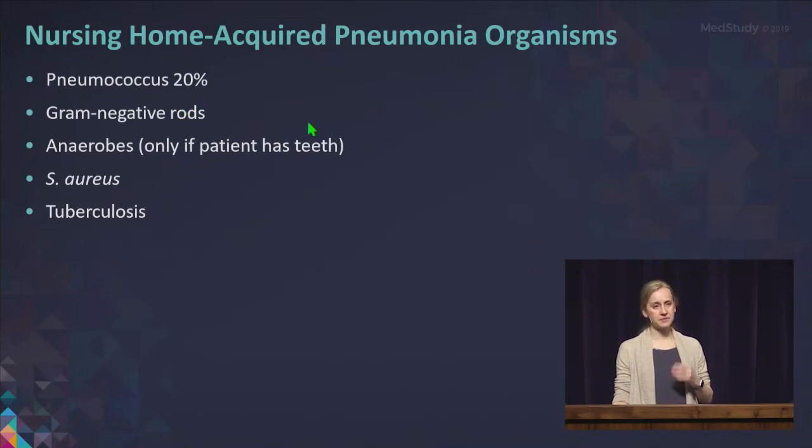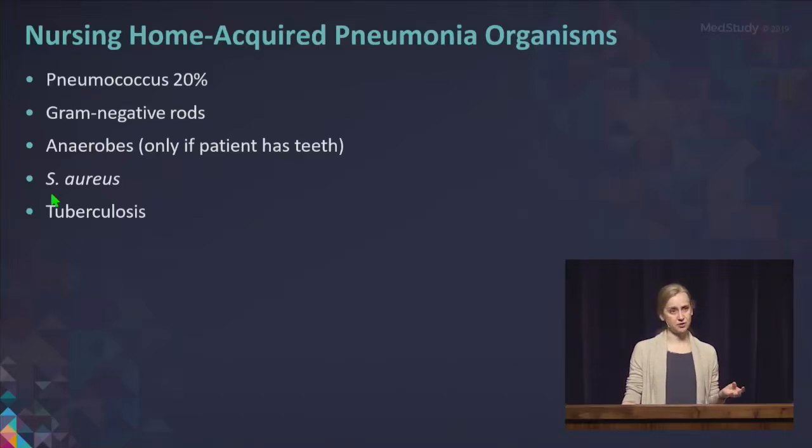Anaerobes can be a problem, especially if the patient has teeth and is chronically aspirating. Staph aureus is important, especially because of MRSA, right? Methicillin-resistant Staph aureus. So we use vancomycin often along with our anti-pseudomonal antibiotic when patients come in from nursing homes, and then tuberculosis. So that is very common in institutionalized settings, unfortunately not just prisons.